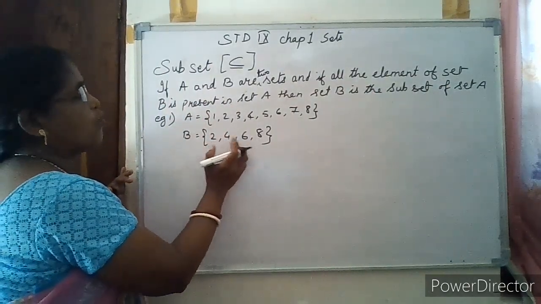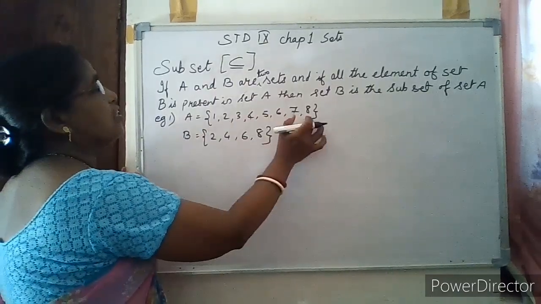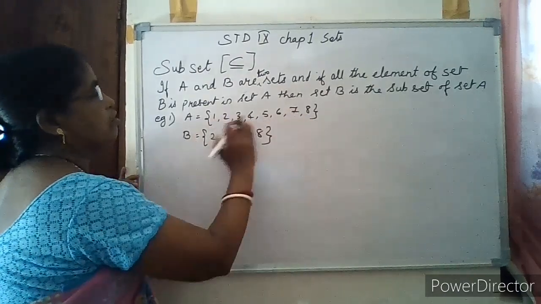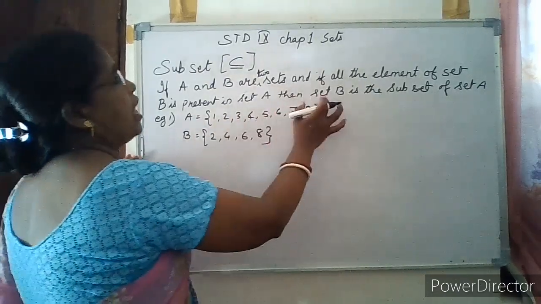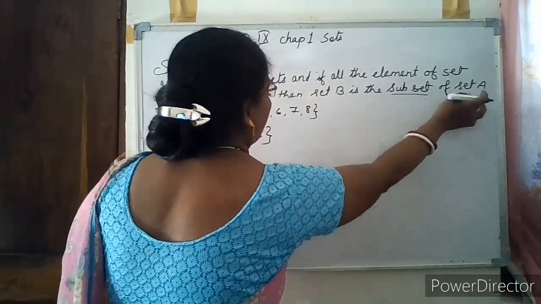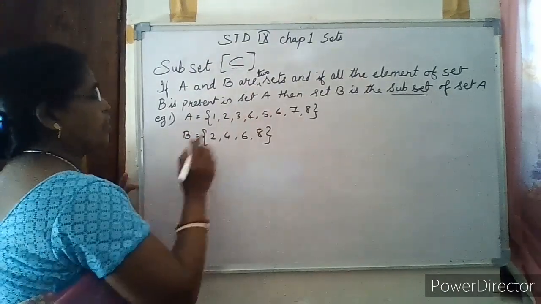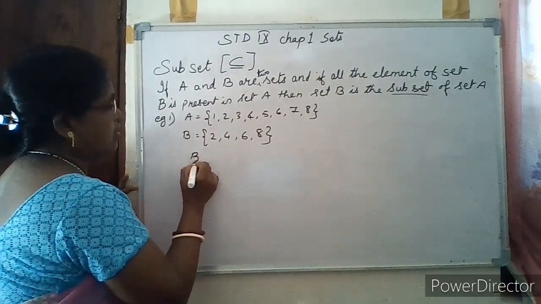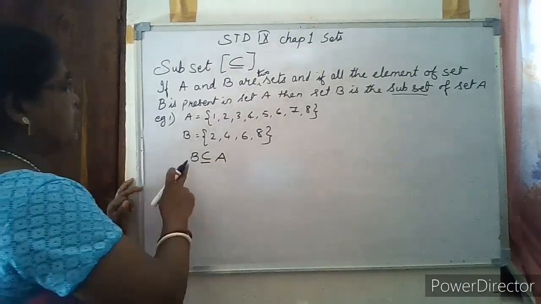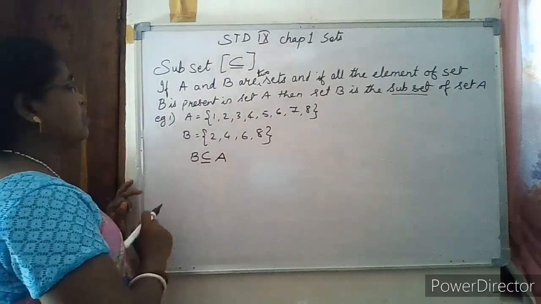all the elements 2, 4, 6, 8 of set B, are present in set A. You can see in set A, 2, 4, 6, 8 are present. Then set B is called a subset of set A. Symbolically we write set B is a subset of set A in this form. That means all the elements of set B are present in set A.